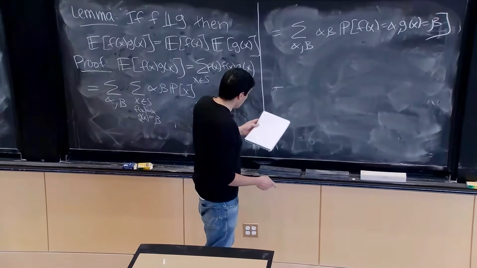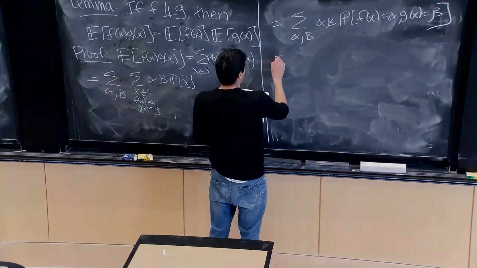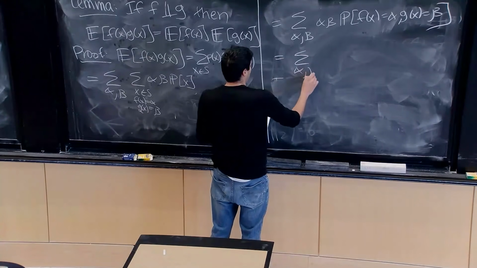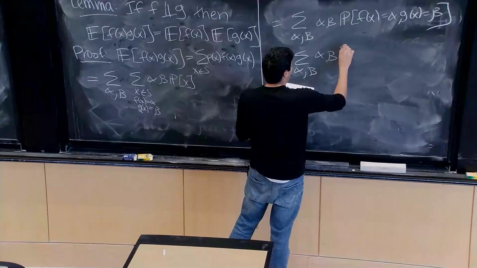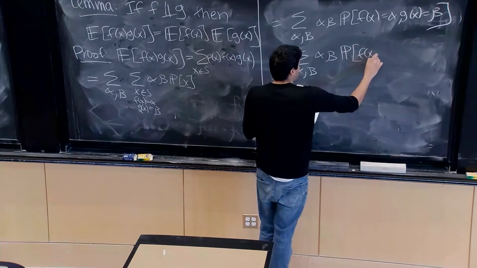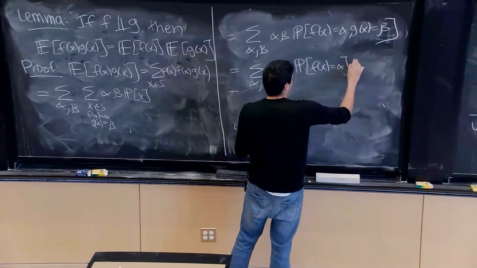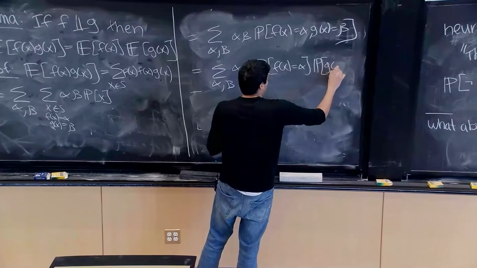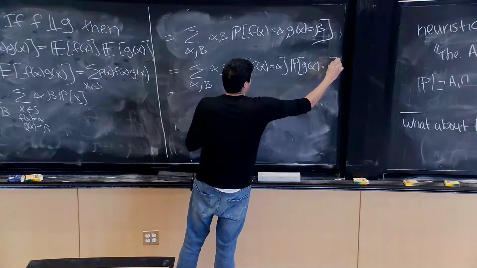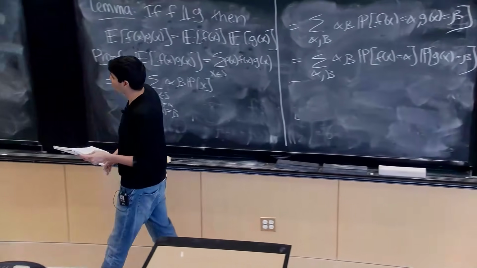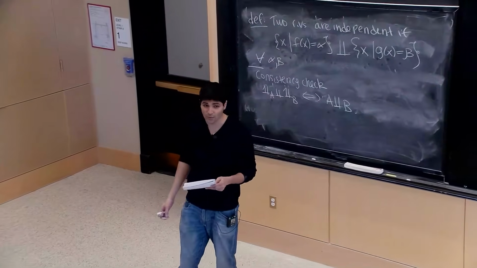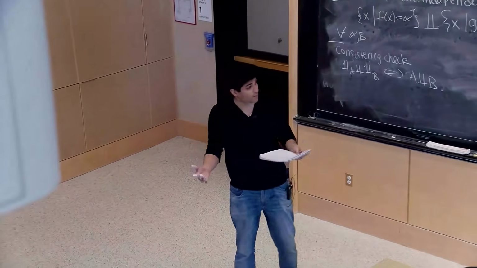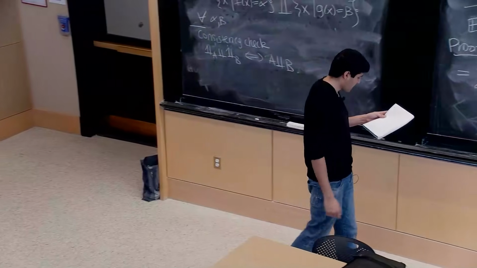And now I can appeal to independence, because this is the same thing as the sum over alpha and beta. Again, alpha times beta. But now I can break up these probabilities: the probability that f of x equals alpha times the probability that g of x equals beta. That's what it means for the two events that I've defined here to be independent, is literally that the probability of their intersection is the product of their probabilities.